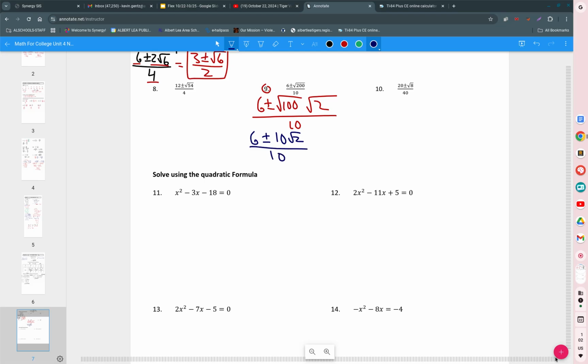I look at my end result here and I say, what are 6, 10, and 10 all divisible by? Because they're all divisible by 2, I divide them and I get 3 plus or minus 5 roots of 2 over 5, and that's simplified.